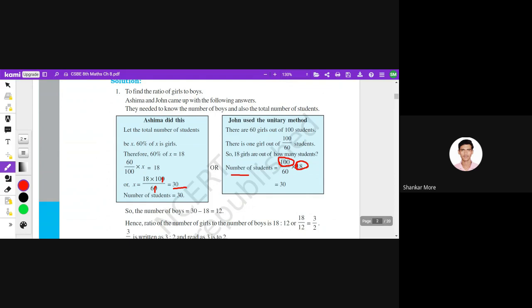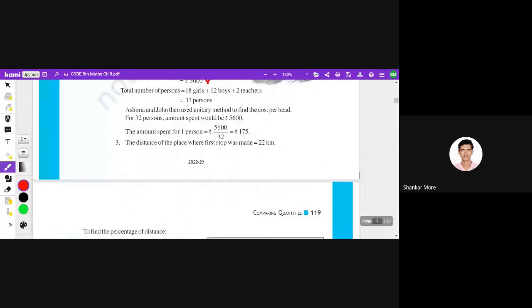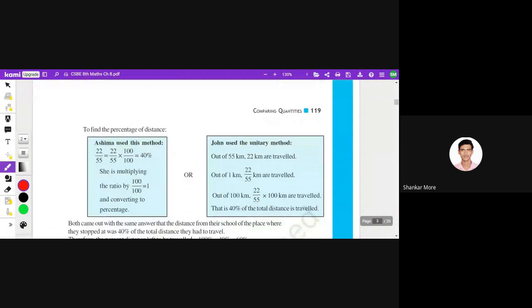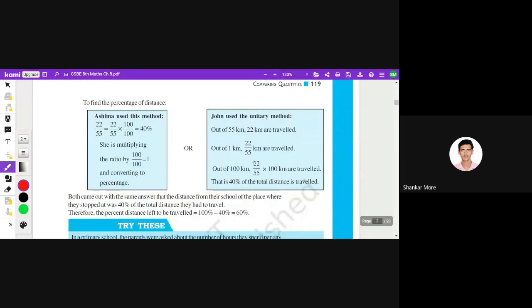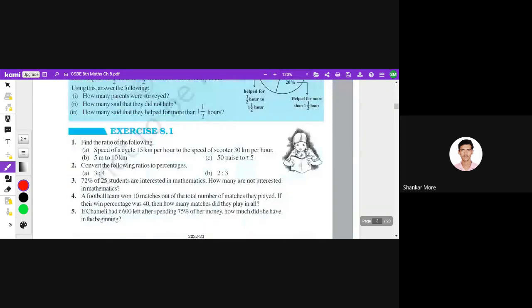Nobody? 40%? Yeah, correct. 40% is the correct answer. So they have covered 40% of the distance and are yet to cover 60%. So what are the methods to calculate this? Here are the methods given: 22 divided by 55 multiplied by 100 kilometer. So that is 40%. That will give you the answer.